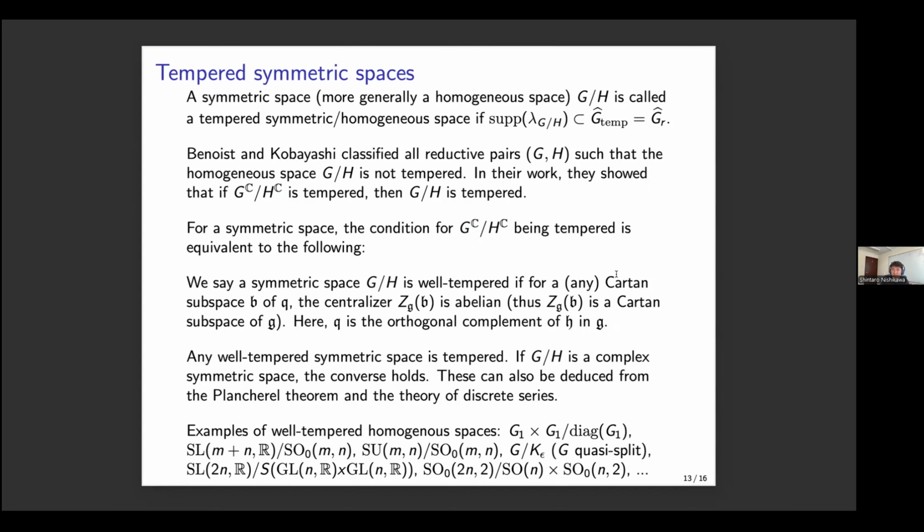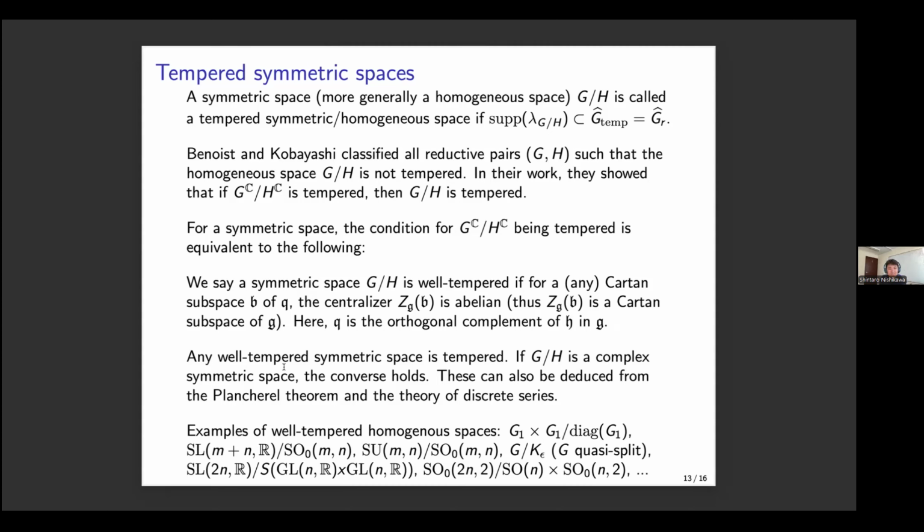And this being tempered is equivalent to the following. Take a Cartan subspace b of q, where q is the orthogonal complement of the real Lie algebra h in g. So you take a Cartan subspace, a maximal abelian subspace consisting of semisimple elements. You take its centralizer, because it's not the entire space, not h, not g, but only on the complement. The centralizer may not be abelian, but if it's abelian, you call it well-tempered. And that's precisely the condition for G_C mod H_C being tempered in the symmetric case. So this is a very simple criterion that you can explicitly check in many cases.